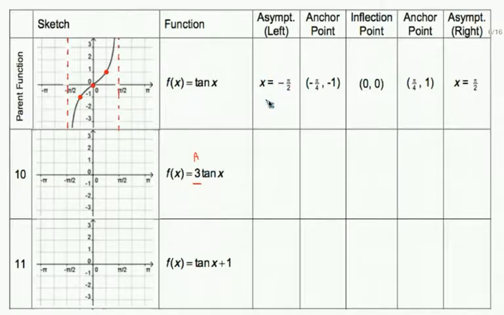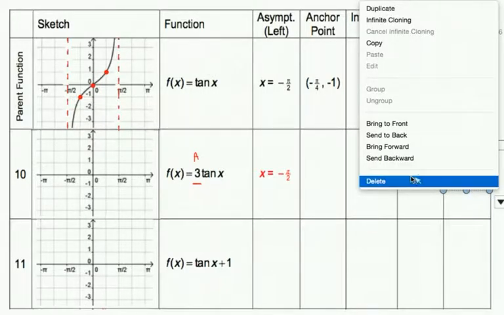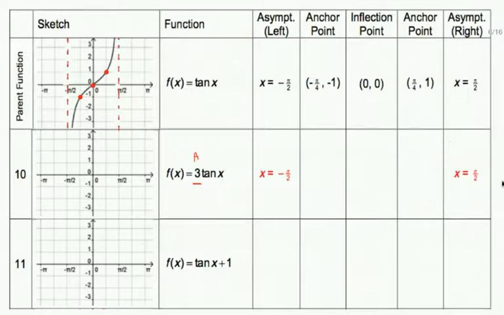So now this left asymptote has nothing to do with the y value, so that is going to be exactly the same. It's just going to be negative pi over 2. Your right asymptote is also going to be exactly the same as the original, pi over 2. And then for your anchor points, your x value is going to stay the same. That'll just be negative pi over 4. But your y value is going to be multiplied by 3. So negative 1 times 3 is going to give me negative 3.